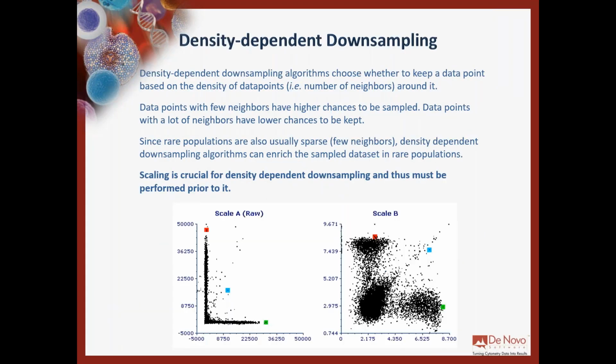So, density-dependent downsampling. Why do I want to spend time on this one? Because it's really interesting, first of all because it is poorly known, and because interval and random sampling are really self-explanatory. So for density-dependent downsampling, you see basically the definition at the top. Algorithms are able to define whether to keep a data point, whether to sample a data point from the data set, based on the density of data points around it. What does it mean? Let's have a look.